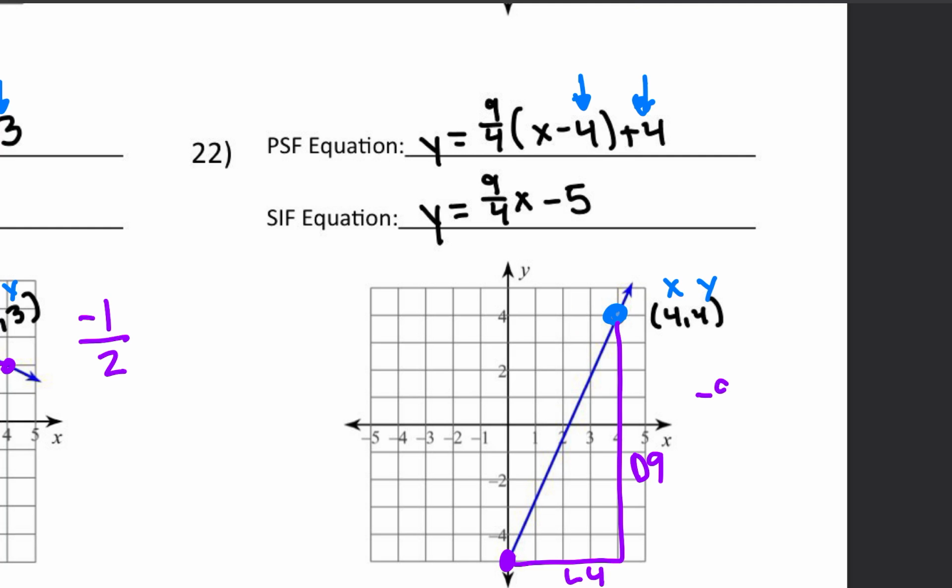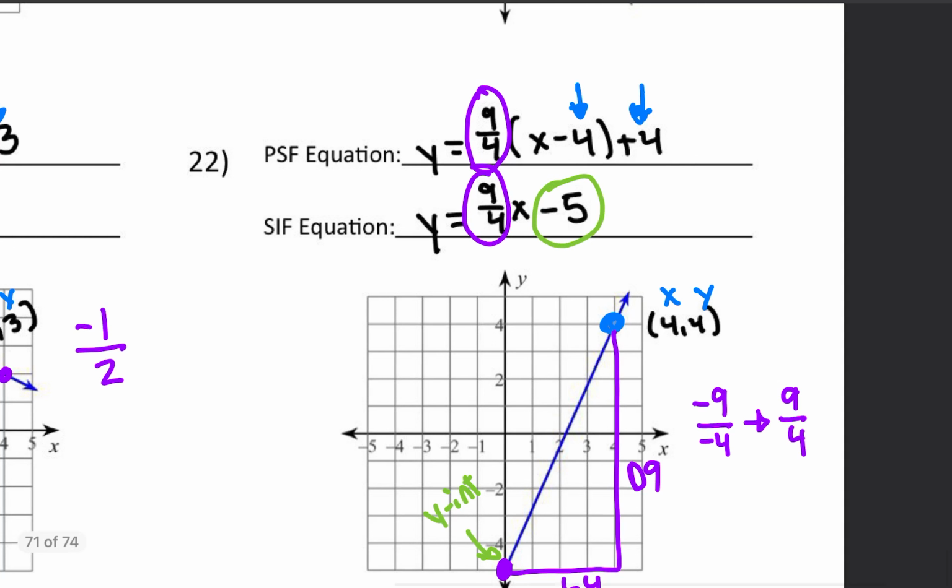Well, if I go down 9 and left 4, that gives me 2 negatives, and 2 negatives make a positive. So that's how I get 9/4. And then this nice point is also my y-intercept, so that's why I have a -5 in my slope-intercept form of the equation.